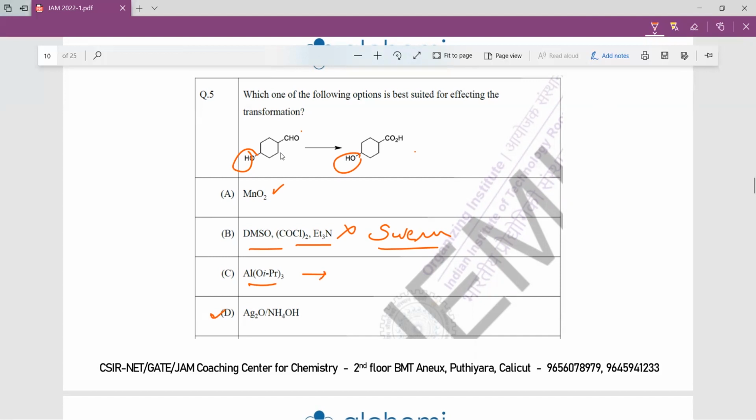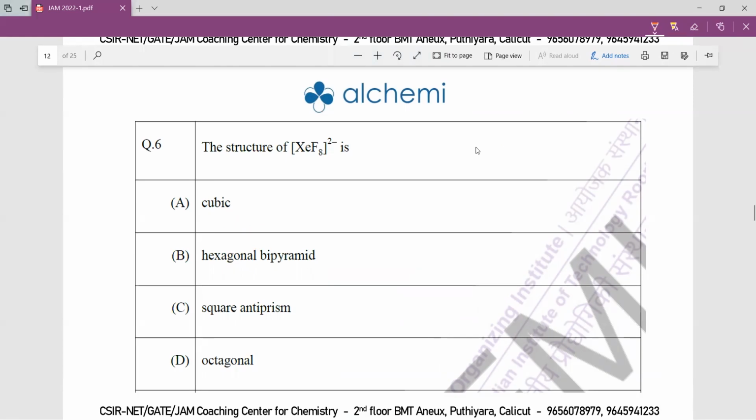Okay, this reagent Ag2O plus NH4OH is used for the detection of aldehyde. This is the test for the detection of aldehyde. Aldehyde only reacts with this one. Okay, so option D is the answer. Sixth question is this one.